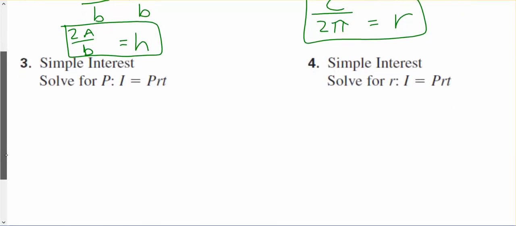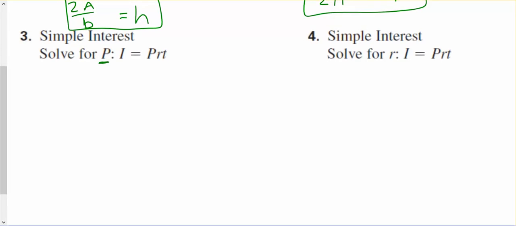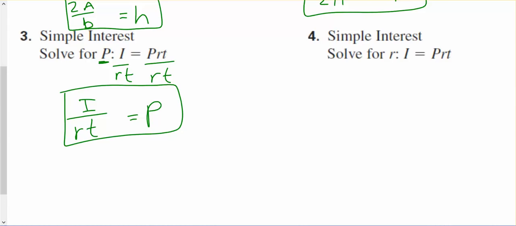Our next problem, solve this for p. Well, what's happening to the p? It's being multiplied by r and by t. So we'll divide by r and by t, and we get p equals I divided by rt. Our last one, solve this for r. Well, what's happening to the r? It's being multiplied by p and by t as well. So what's going to undo multiplying by p and by t? Dividing by p and by t. So r equals I divided by pt.